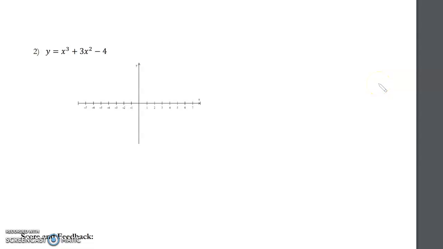For number 2 on the 4.4 content check, I'm also asked to graph a polynomial. This time, though, my polynomial is in standard form. There are no parentheses, meaning it is not in factored form. So unlike in problem 1, I can't just automatically look for my x-intercepts. I have to get it in factored form in order to do that.